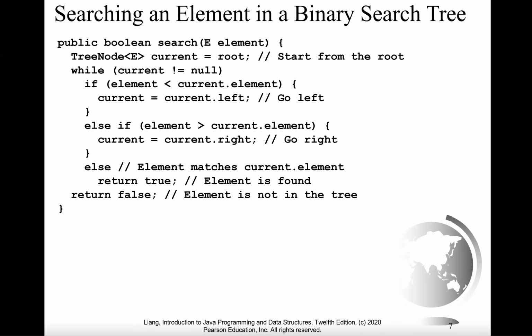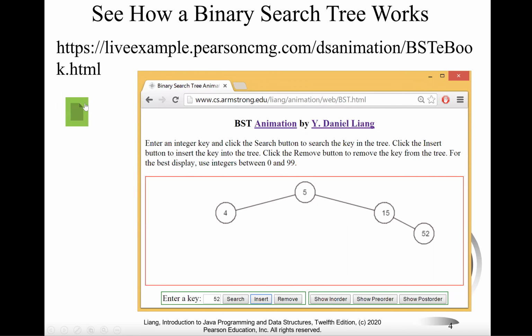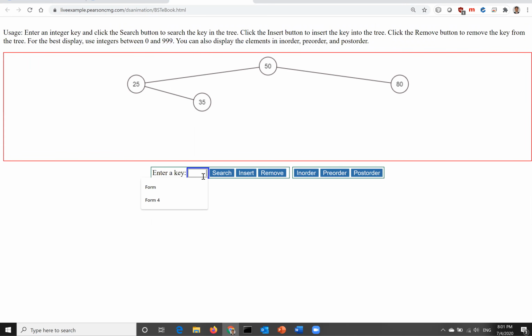Let's see how we perform the search. Before we do this, I'd like you to look at this animation. So this is binary search tree animation. Let's add 57 into the tree. So how do you add 57? You're going to first perform a search. 57 is greater than 50, less than 80. So you're going to put 57 right here.